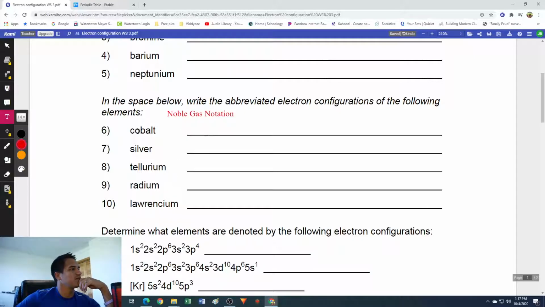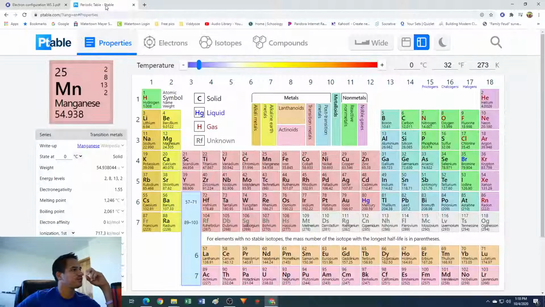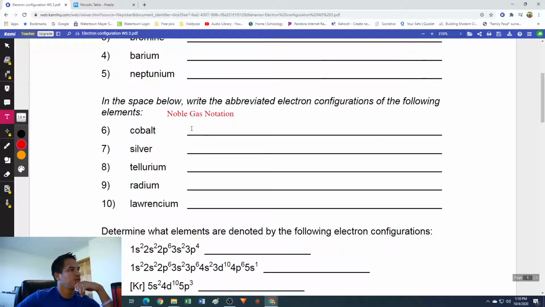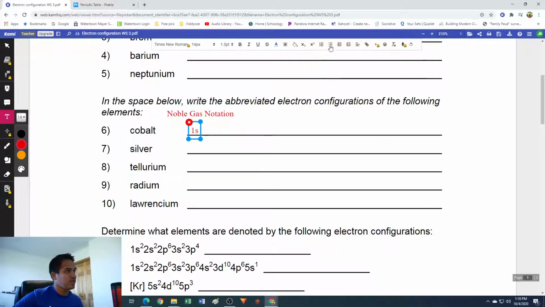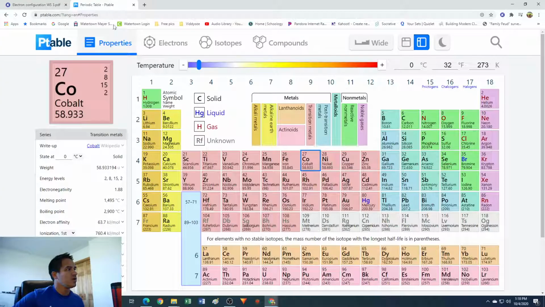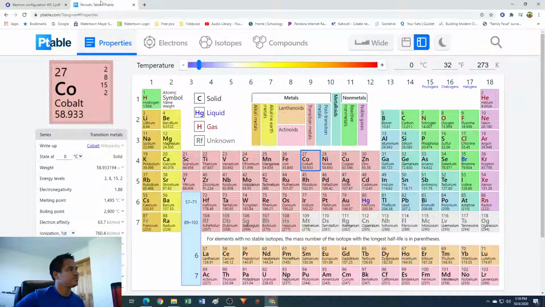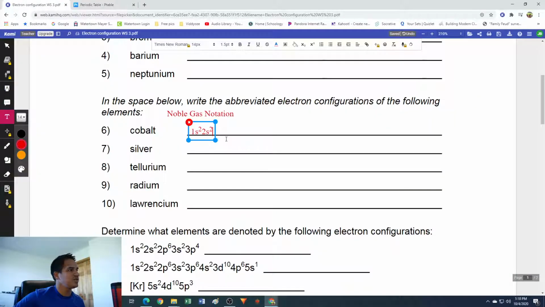So let's begin here with number 6, cobalt. First we're going to write out the full electron configuration for cobalt. Then we're going to shorthand it. So for cobalt, we're going to start with 1s2. Then after 1s2, we have our second row. So 2s2. Then we have 2p6 all the way up to neon. So 2p6.